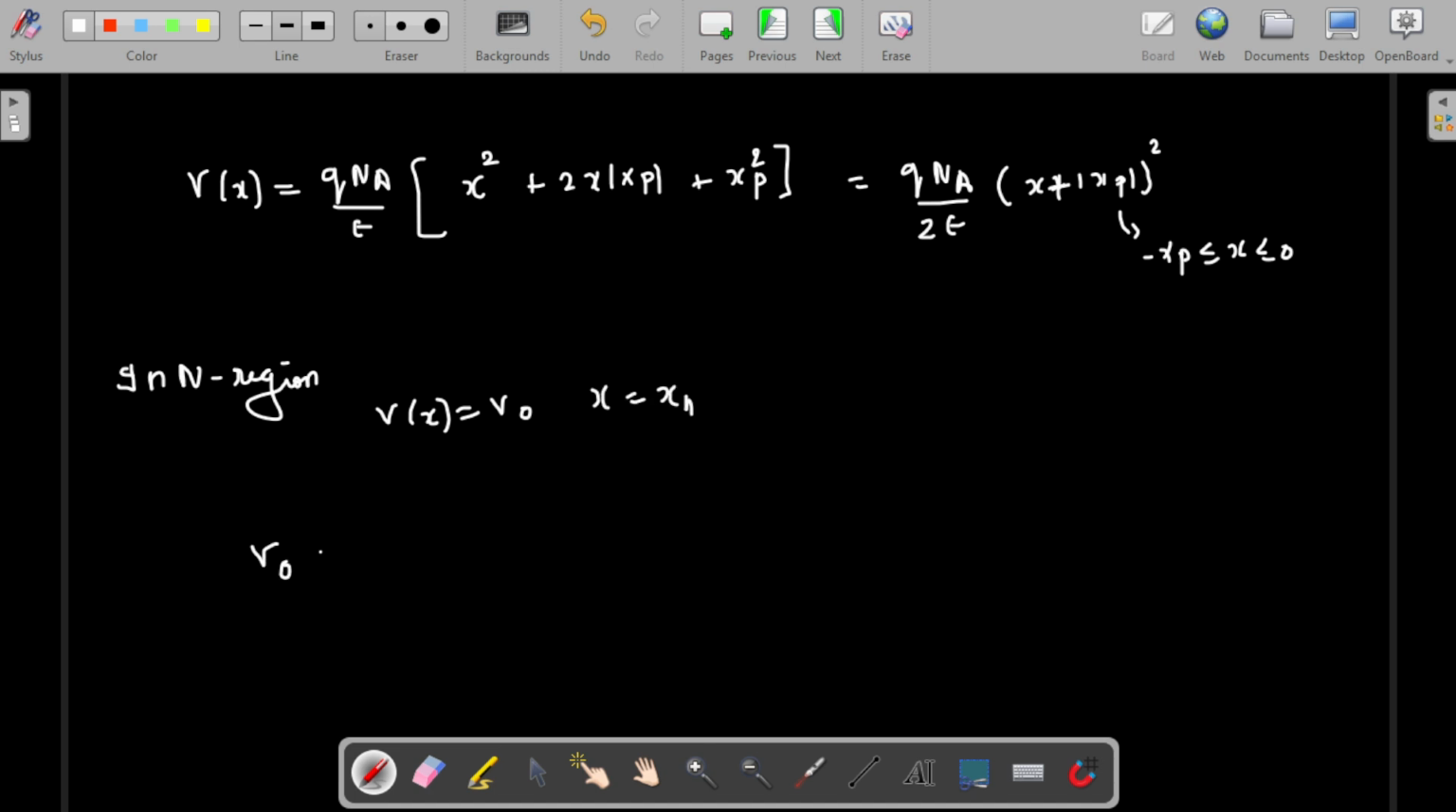Then we will be getting V naught, which is equal to q divided by 2 epsilon times (Na xp square plus Nd xn square). So you guys can try this one. If you are not getting it, please ping in the comment section, and I will point out the right thing to work out. So this is how we will be calculating the things.